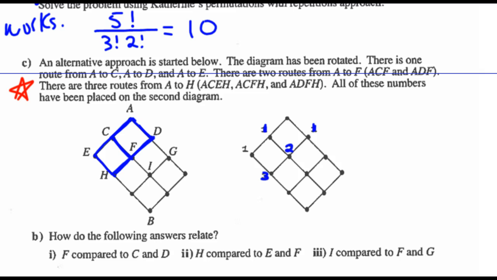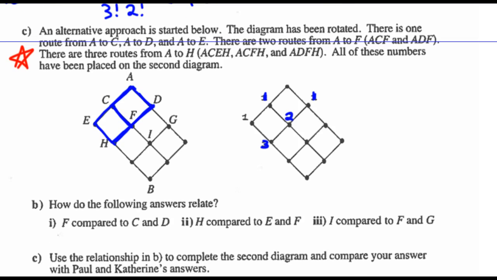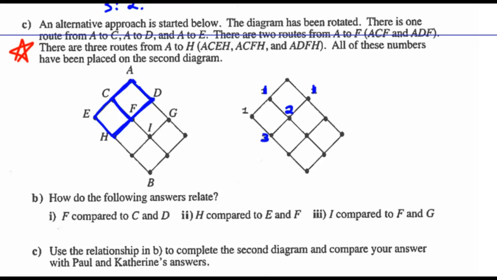All these numbers have been placed in the second diagram. How do the following answers relate? F compared to C and D. Well, 2 is the same as 1 plus 1. H compared to E and F. Well, again, H is 1 plus 2.